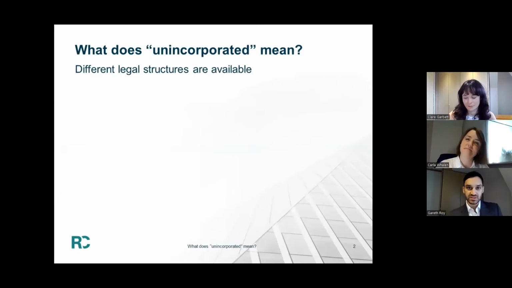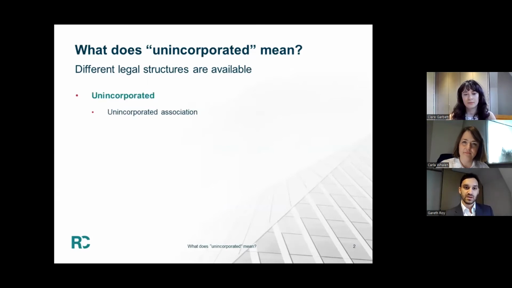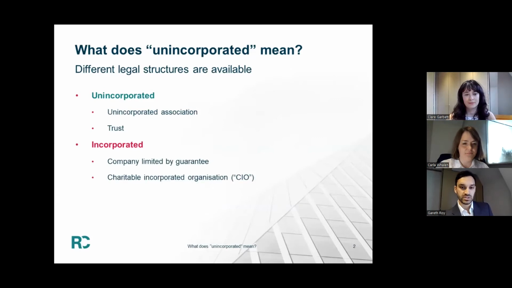So to start with, I wanted to talk about what it means to incorporate a charity at all. There are different legal structures available to charities. Four main structures are on this slide. The first two, unincorporated association and charitable trust, are examples of unincorporated legal forms. And the second two, a company or a CIO, are examples of incorporated legal forms. And the process of incorporating a charity involves swapping from an unincorporated form to an incorporated form, so making that change of legal structure.